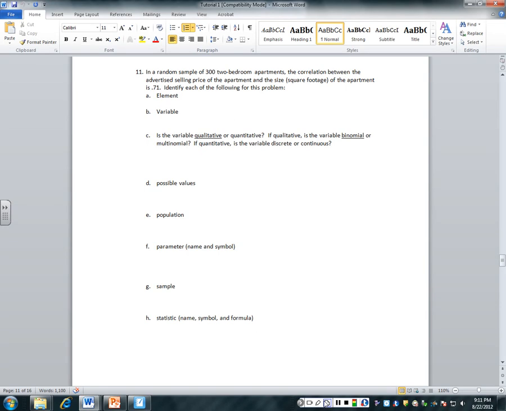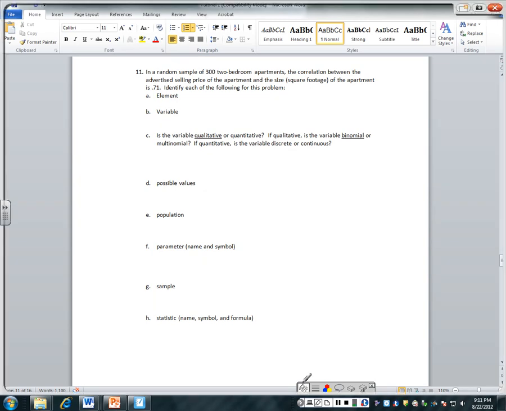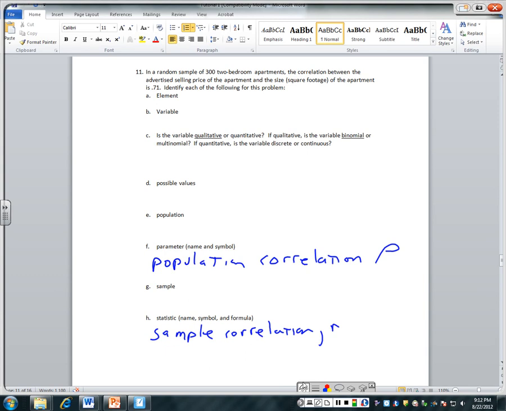The population was all two-bedroom apartments. The parameter is, I think I will write this one down if I can, just to get the symbol and everything on there for you. The parameter is the population correlation, which is rho. When you get correlations, it's when you have two quantitative variables and you're looking at the correlation there. The statistic is the sample correlation, which is just R, and we'll get the formula for that next week. I think we'll get to it next week.